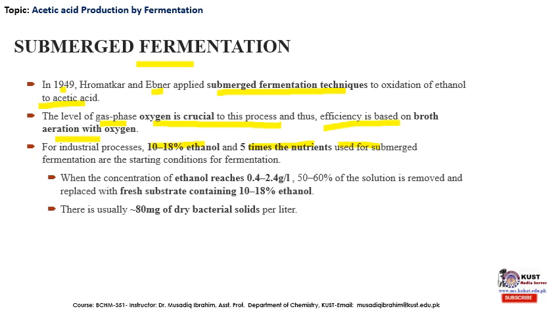Now, when the concentration of ethanol reaches from 0.4 to 2.5 gram per liter, 50 to 60% of the solution is removed and replaced with fresh substrate containing 10 to 18% ethanol. And as a result of this process, nearly 80 milligram of dry bacterial solids are produced from 1 liter of the culture medium.